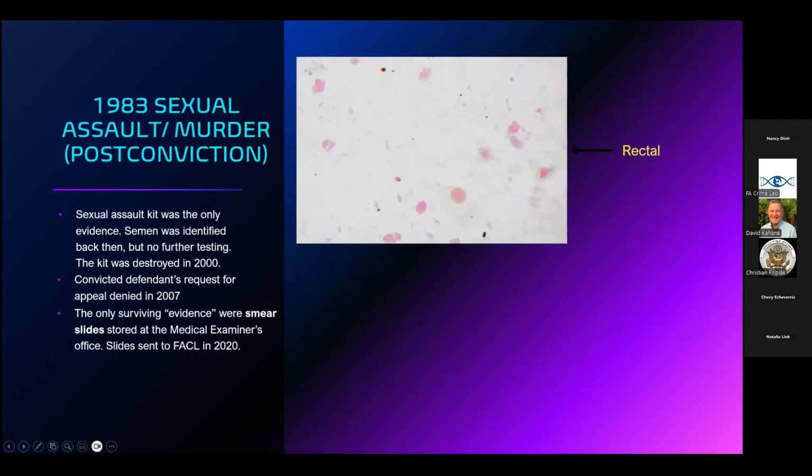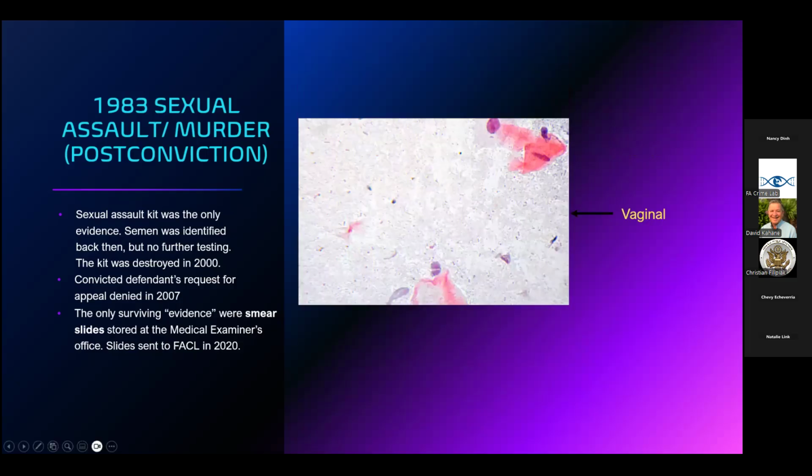Here's a peek of the rectal slide under the microscope, and you see in this frame a single sperm. That's what a sperm cell looks like, for those of you who don't know. For the vaginal, we see 2 sperm. So we can confirm from both of these samples that there is semen.